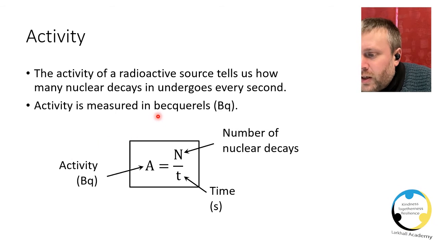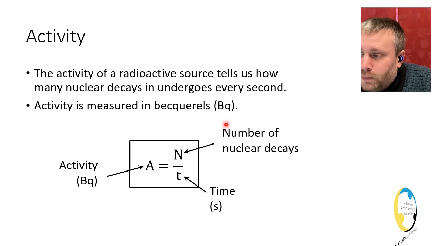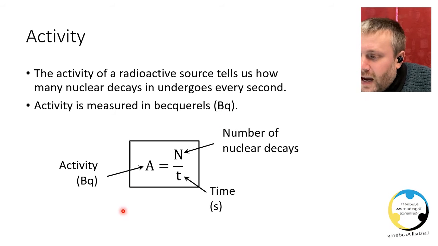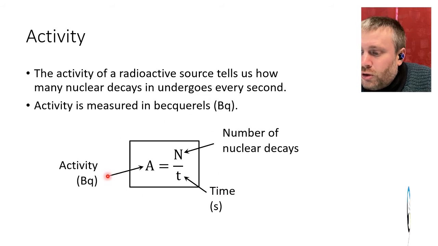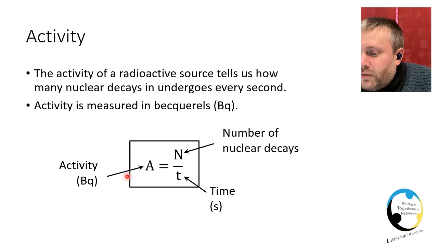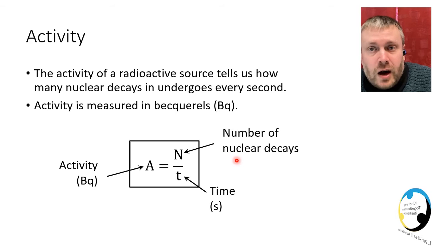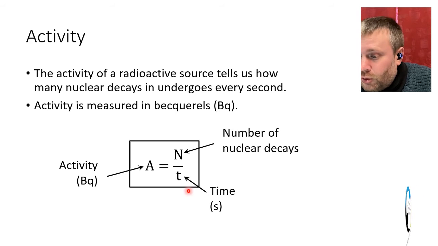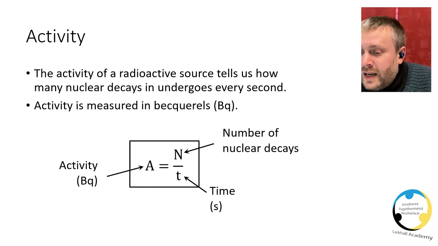Now, you don't need to remember how to spell that. All you need to know is this abbreviation here, which is a capital B, small q. And then of course that brings us to our equation here. This is our equation which we use if we want to calculate activity. So we have A here, which stands for activity, measured in becquerels. We have N, which stands for the number of decays. Now, number of decays is just a number. There aren't any units associated with it, so we don't need to worry about units there. And of course T here is still time, and that is measured in seconds.